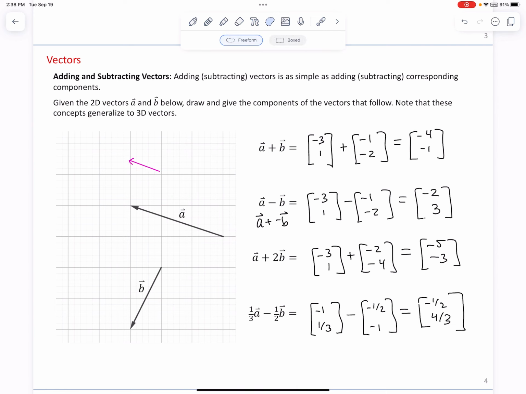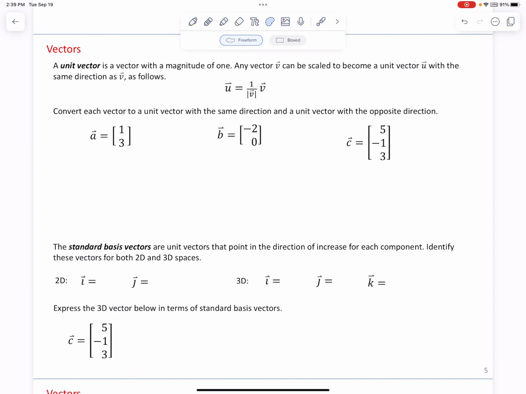Visually, we take a third of a and a half of b, change the direction of 1/2 b, and then originate this vector at the head of 1/3 a, giving this green resultant vector whose components are left 1/2, up 4/3. Okay, let's go to the next page. A unit vector is a vector with a magnitude of 1.